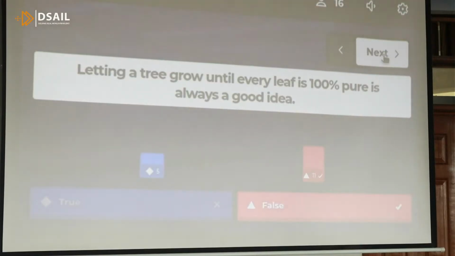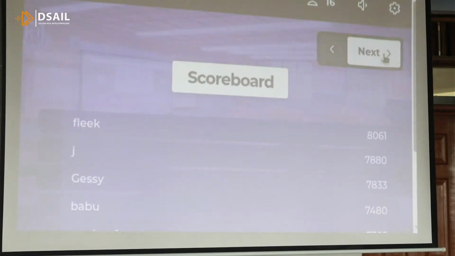5 people. I think we need to redo this class. Letting a tree grow until every leaf is 100% pure is always a good idea. Is it a good idea, really? It's the last thing we've discussed here about overfitting and regularization.